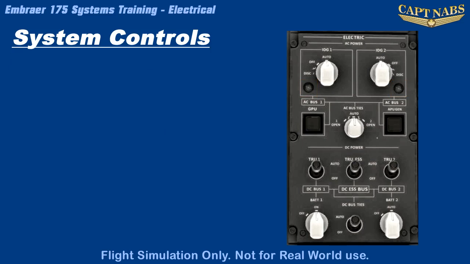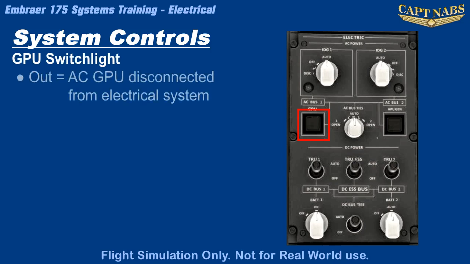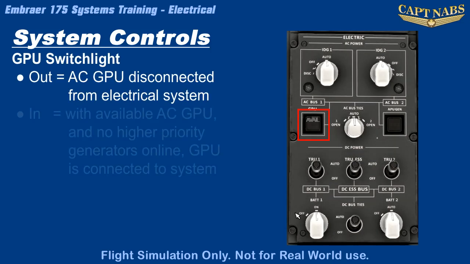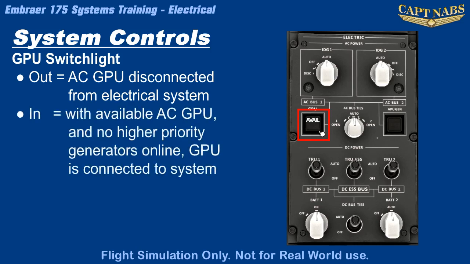Below the IDGs are a few more switches. On the left is the GPU switch light. This is one of the only switches on the electrical panel that is operated regularly. Pushed out, the GPU is inactive. When pushed in and the avail light is on, the GPU becomes available, though it will only be connected if there is not a higher priority electrical source connected.